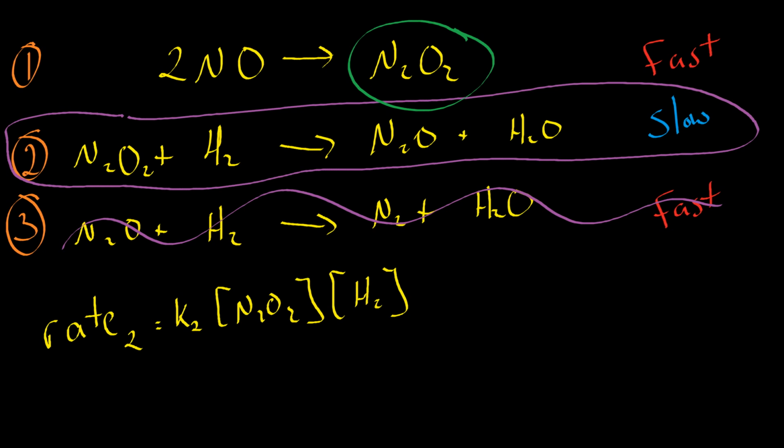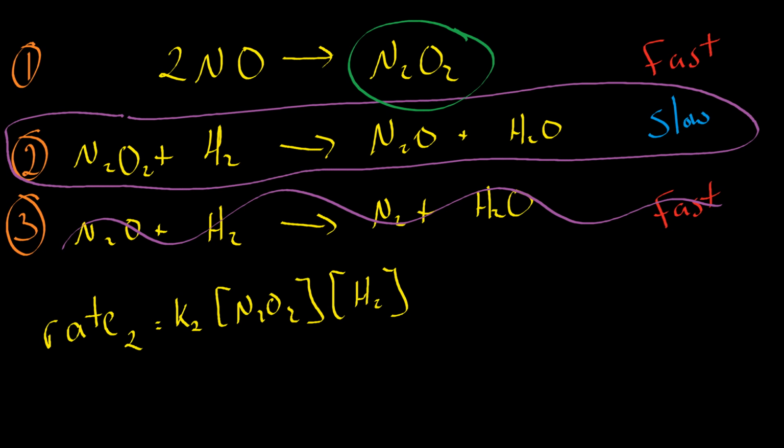Nothing too fancy there. It's an elementary step, so you're just multiplying by each reactant raised to its coefficient. So the rate is equal to the rate constant times the concentration raised to the first power times the concentration raised to the first power.